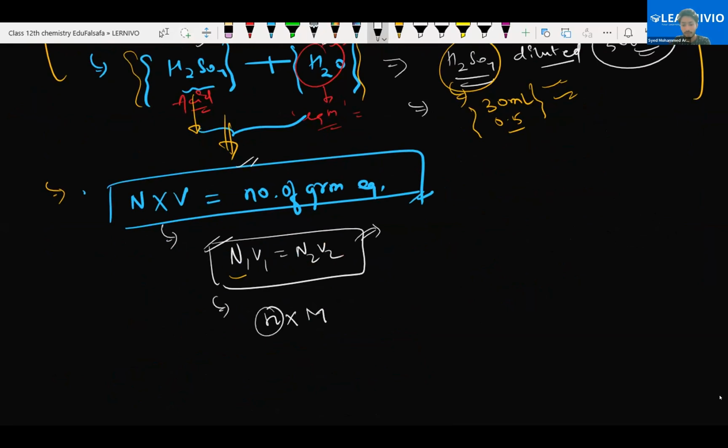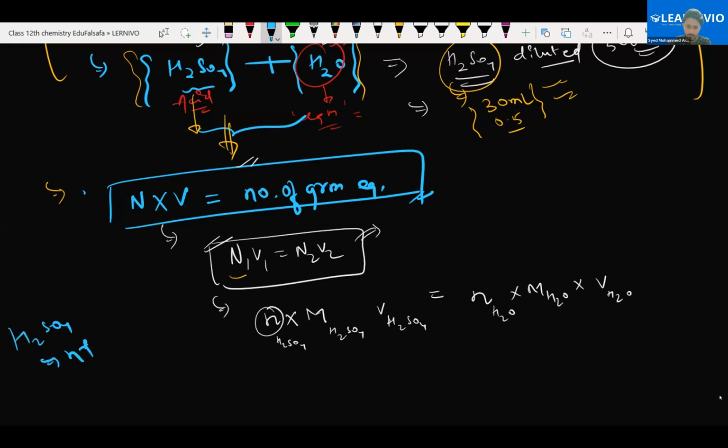And the n factor is of what? H2SO4. And the molarity of what? H2SO4. And the volume of what? H2SO4. Correct? And the same here: the n factor of H2O, the molarity of H2O, and the volume of H2O. Simple. Now everything is given to you. What is the n factor of H2SO4? It is 2. This was taught to you before, right? Getting my point or not? Yes, sir, we are getting the point.